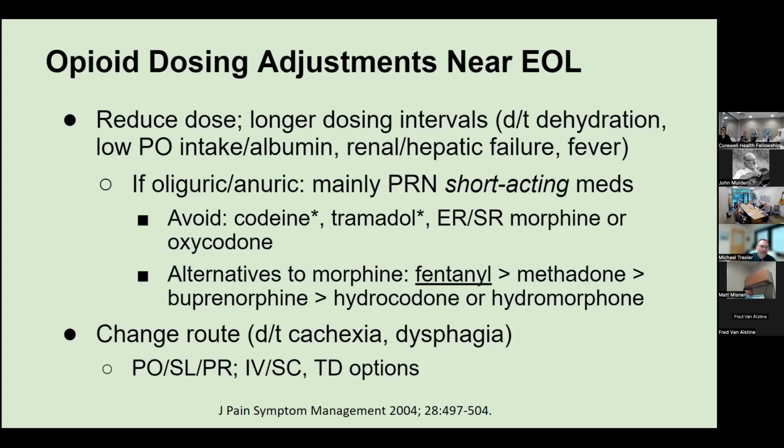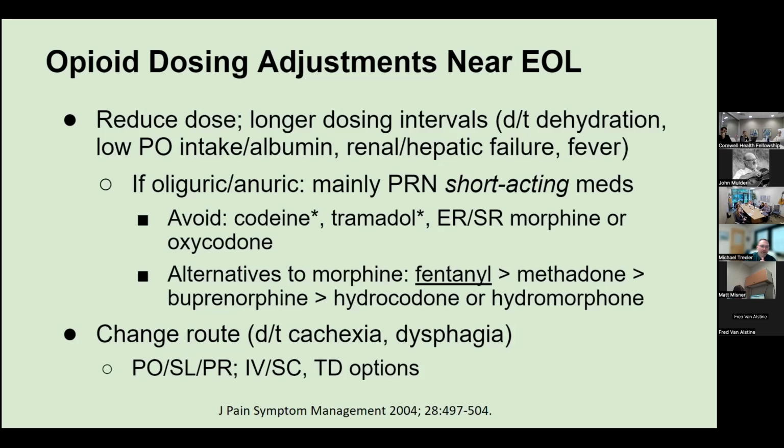If they're oliguric or anuric, then use mainly PRN short-acting medications and avoid codeine, avoid tramadol when the renal function is low. Avoid long-acting morphine or oxycodone.